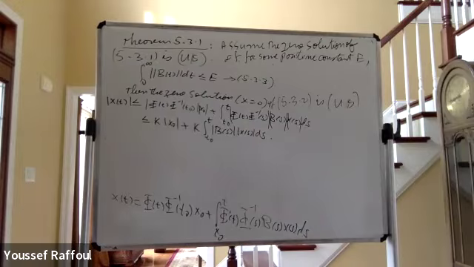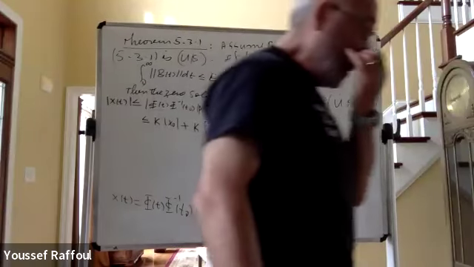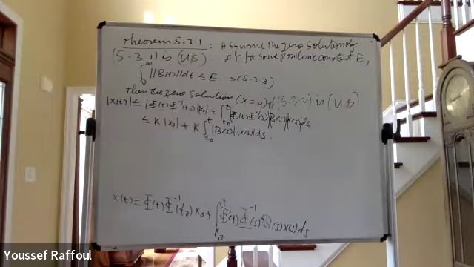What do you think I am going to use now to get a bound on x? What do you think I'm going to use? You can say it even if you read it in the book. What am I going to use?